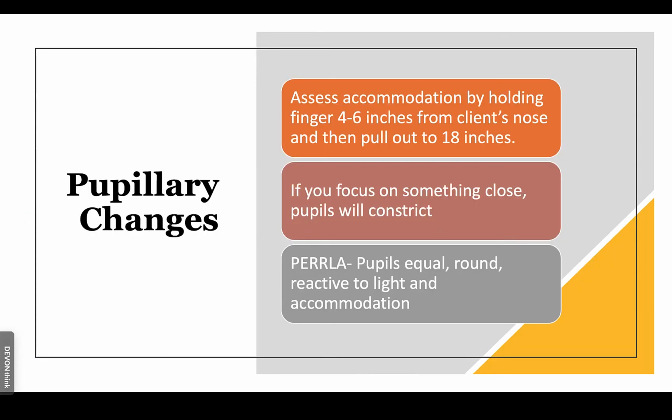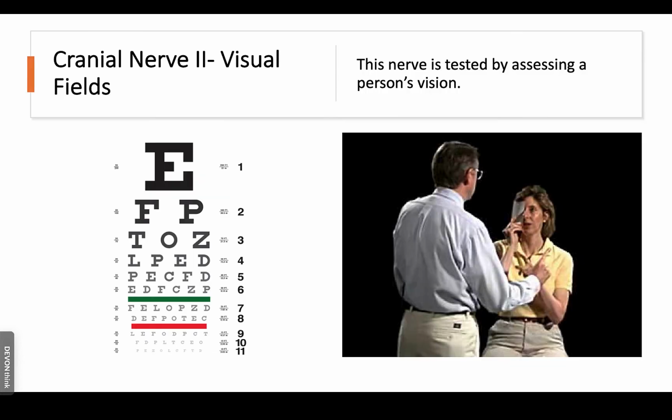And then for pupillary changes, accommodation is tested by holding your finger 4 to 6 inches from the client's nose and then pulling it out to 18 inches. Again, it will constrict. So the pupils should be equal, round, reactive to light, and they should accommodate. And then cranial nerve number 2 is the Snellen test. They have these cute little Snellen charts. You can have a pocket one. Impaired visual fields can be stroke, TIA, could be brain tumor.